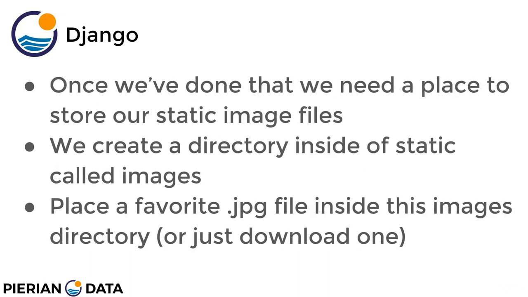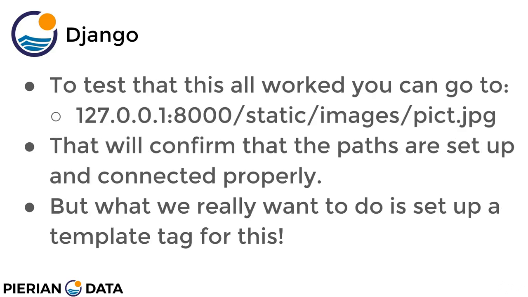Once we've done all that, we need a place to store our static image files. So, underneath the static directory, we'll go ahead and make a new directory called images. And you can go ahead and place a favorite JPEG file inside this images directory, or just download one off the internet. Then to test that this all worked, once we've set it up, we should be able to go to a URL that looks like this. It'll be your domain, /static/images, and you should be able to pick up whatever picture you happen to save there. And that will allow us to confirm that the paths are set up and connected properly.